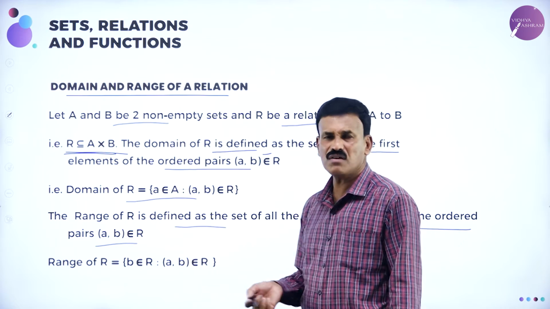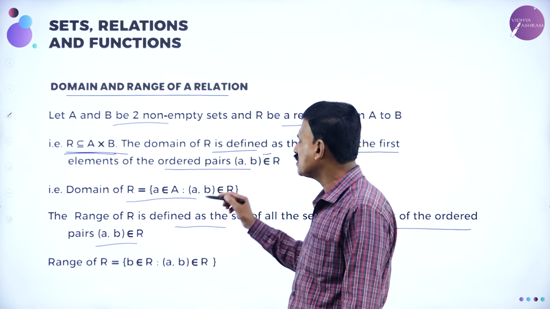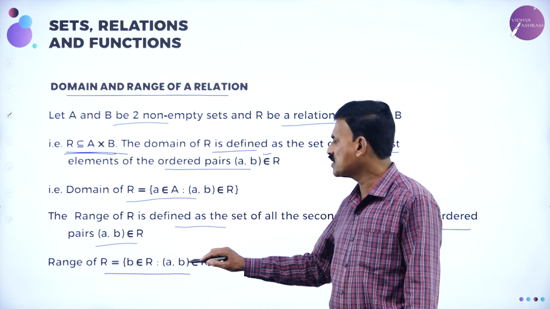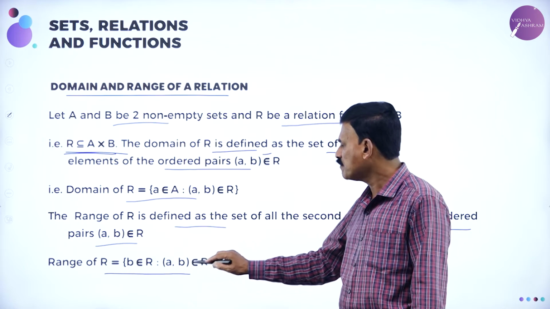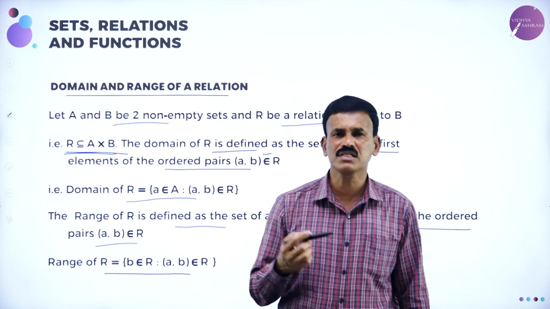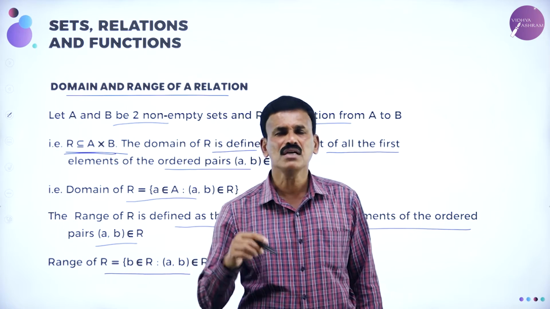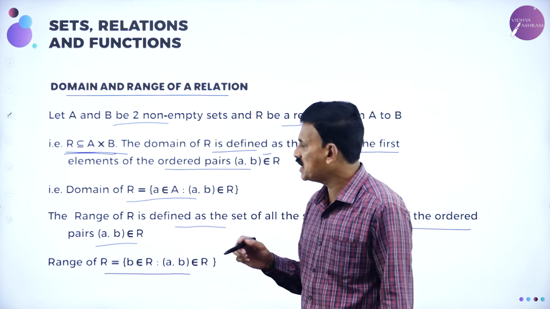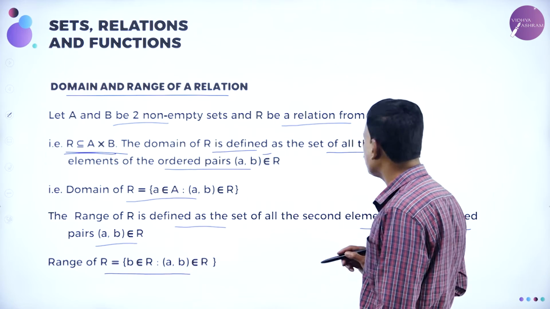That means the set of all second elements of the relation R is called the range, and it is denoted as range of R is equal to {b ∈ B such that (a, b) ∈ R}. In general, the set of all first elements of the relation R is called the domain, and the set of all second elements of the relation R is called the range. That is the range and the domain of a function.